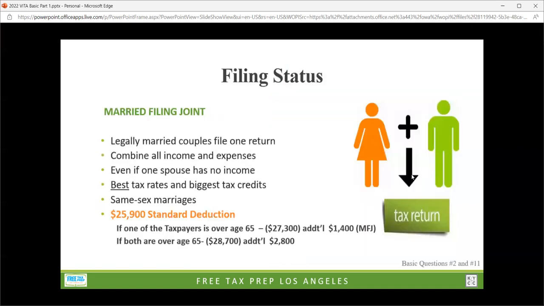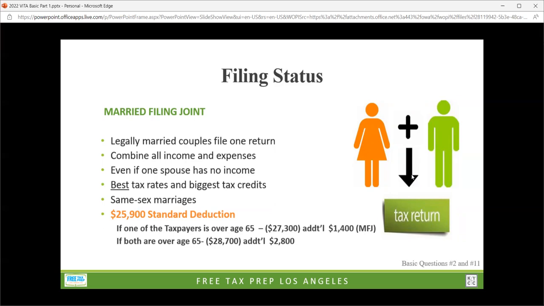Okay, let's move on. Let's talk about married filing jointly. These are for couples that are legally married filing one return. They're going to be combining all their income and expenses, even if one spouse has no income. It's going to give the best tax rate and biggest tax credits to the couple, and it is also for same-sex marriages. And the standard deduction is going to be $25,900.